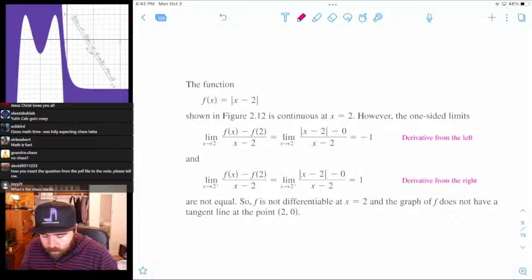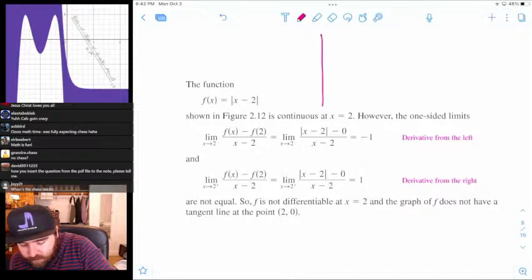Anyway, what are we doing here? The function f of x is the absolute value of x minus 2, shown in, I don't have the figure. It's continuous at x equals 2. However, the one-sided limits are not equal, so it's not differentiable. I mean, I can just graph this. I know what the graph of this looks like.